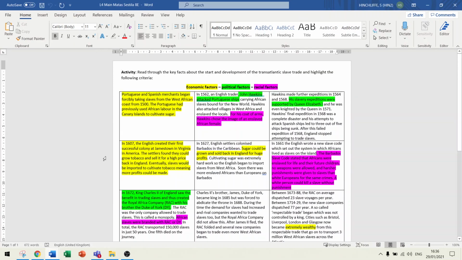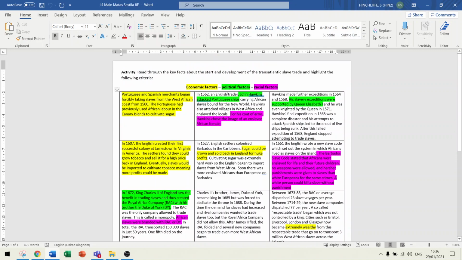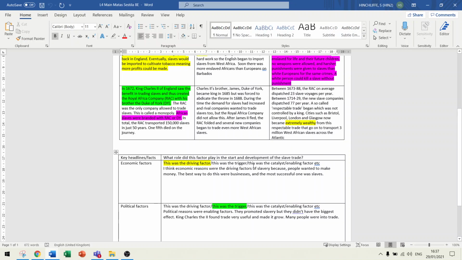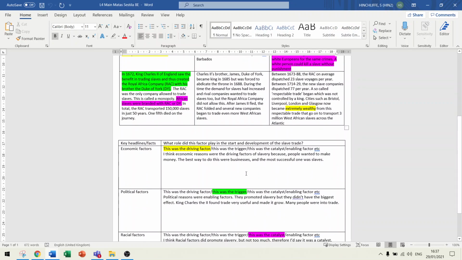Furthermore, Matas as well in 8E again, he's gone through and done a really good job of highlighting the relevant factors. His analysis is not as detailed, but he still makes some really great points. Ultimately, this idea of the economy being the driving factor again, and it was the best way through business, and successful ones use slaves. And he's completely correct. The slave colony on Barbados, and the same with the Canary Islands with the Portuguese, made vast amounts of money due to their trading of slaves.